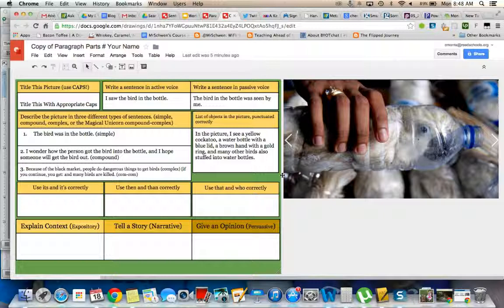So the next one is then and than. Then is like saying later or next, like then we'll go to the store. But than is about comparing, like you are taller than your sister, or I have more computers at my table than you do. So than is comparing, then is like saying next or later. Let's go ahead and write a sentence with both of those.